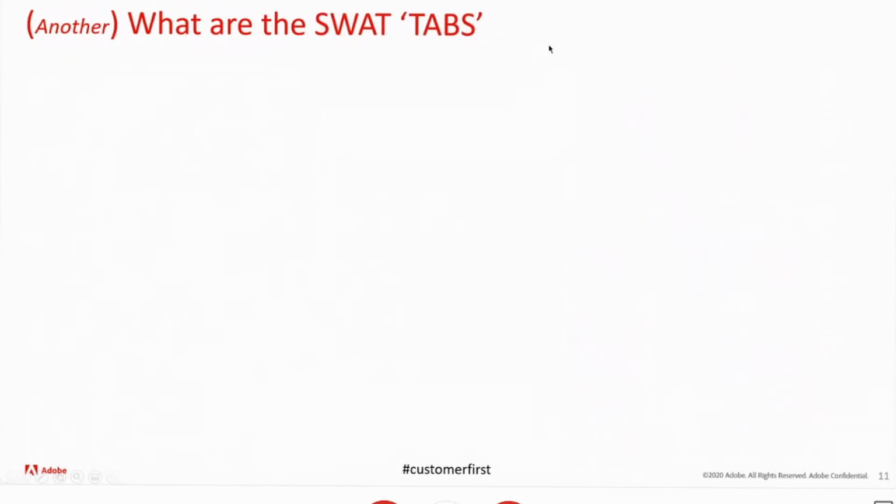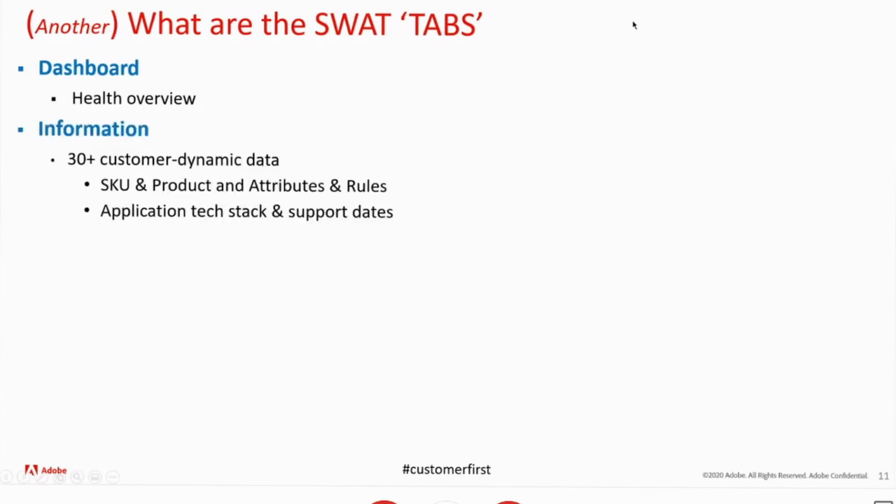So here's the other what. What are the tabs that I'm going to be showing you? First is an overall dashboard. It's just a generic health overview of what your site looks like. There's an information tab. On it, we have dynamic data. Dynamic data is data that the customer can change at will or as their site changes.